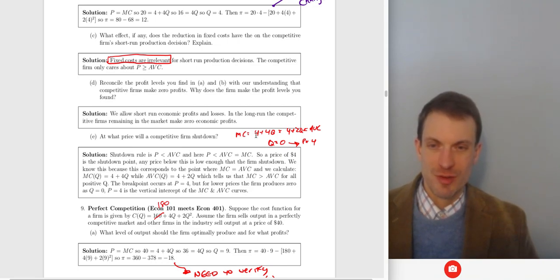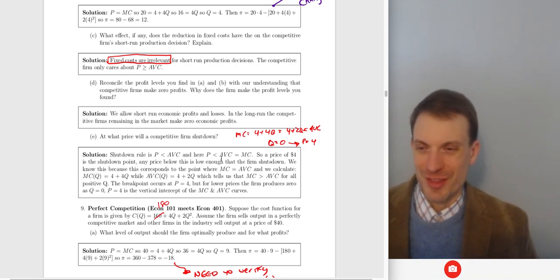To minimize average variable cost, we'll recognize that marginal cost is going to cross average variable cost from below at its minimum. Let's set marginal cost equal to average variable cost. And that happens at a quantity of 0 and a price of 4. So I made that way harder than it needed to be.